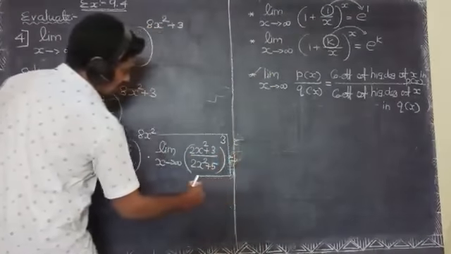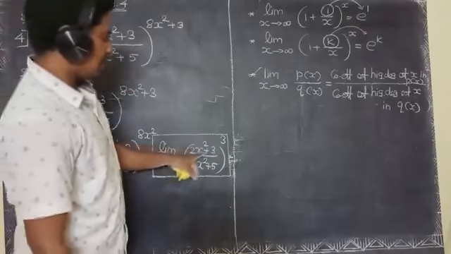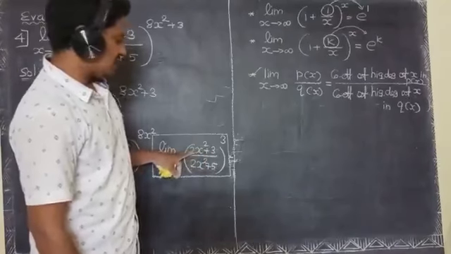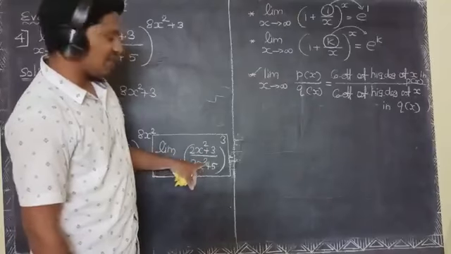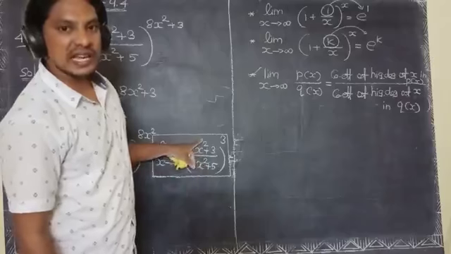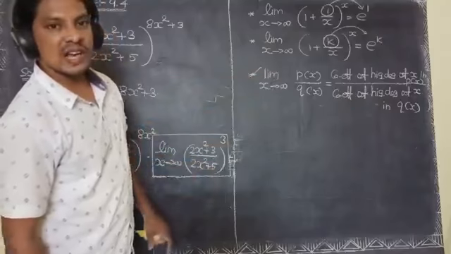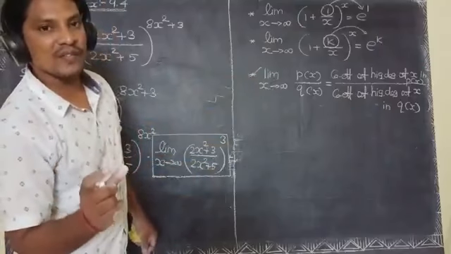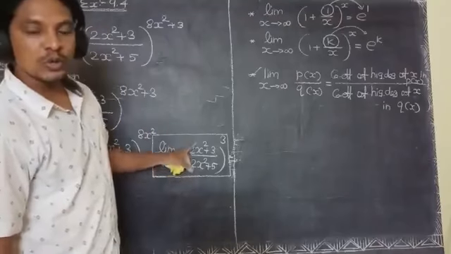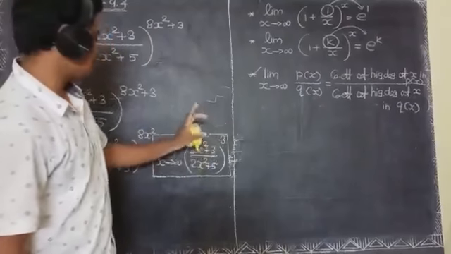Using this result here, because limits at infinity 2x square plus 3 divided by 2x square plus 5. Degree of p of x is 2. Degree of q of x is 2. Then the degree of p of x is equal to the degree of q of x. Therefore the resultant is the coefficient of the highest degree of x in p of x, that is 2 divided by 2, which is 1. Whole power 3 is 1. Then the resultant is 1.